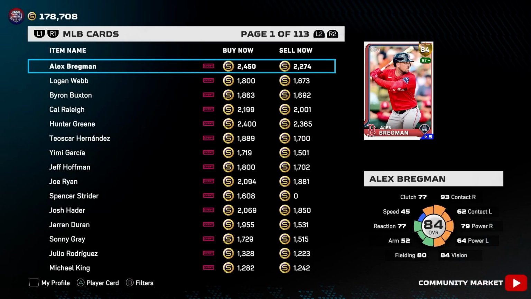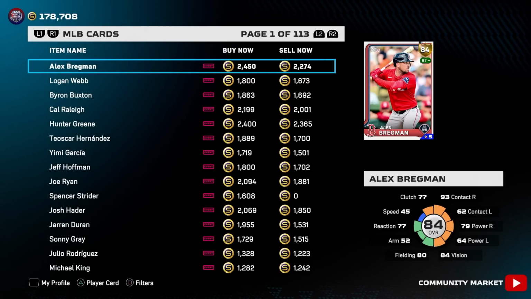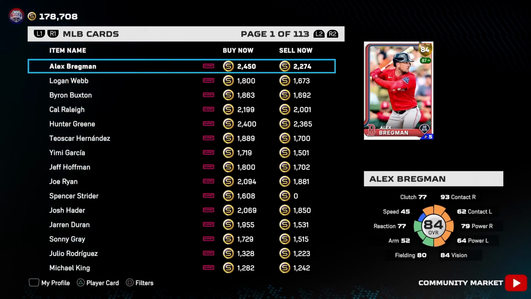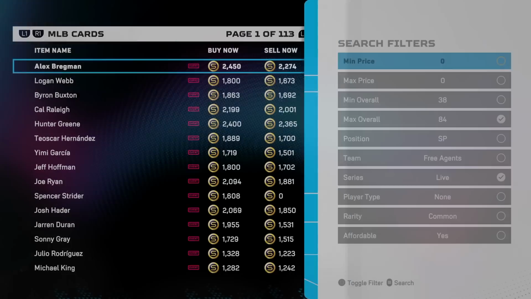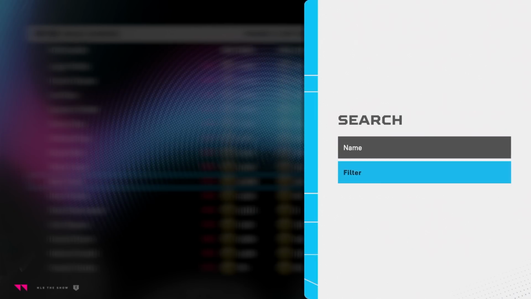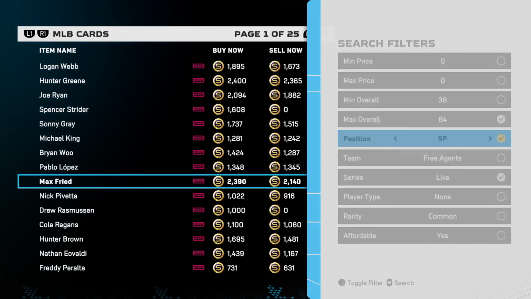What is pitcher flipping? Well, let's break it down like this. First things first, you want to be 84 or below in terms of the pitcher's overall. And obviously you want to be on starters. So basically you can go right ahead and filter down from 84 and below and starting pitcher.